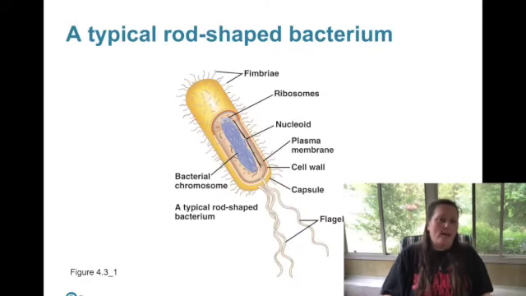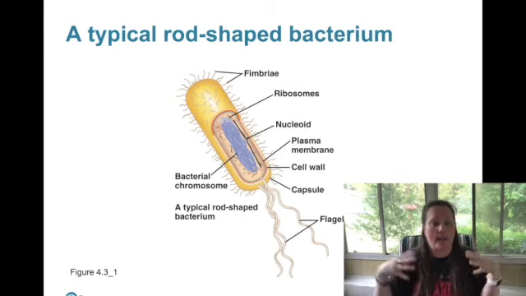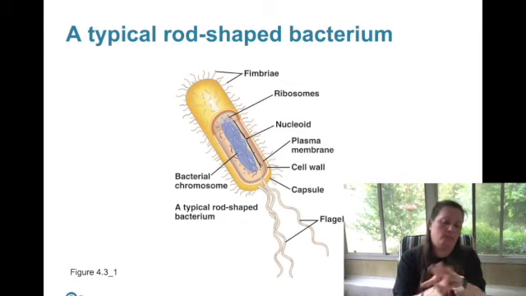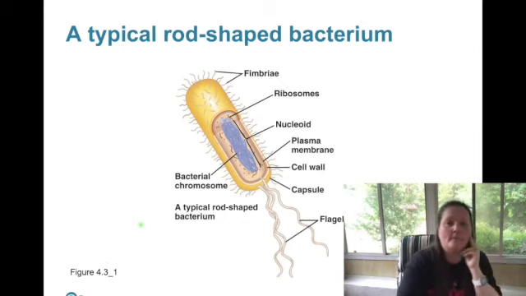So here we go. This is a typical rod-shaped bacterium. There is no nucleus. Instead, we have a nucleoid. So they have most of the same material in there, but it's kind of like blue instead of perfectly contained. We have the cell wall, the capsule. We have the plasma membrane holding everything inside, and we even have these flagella, which is how they move around.